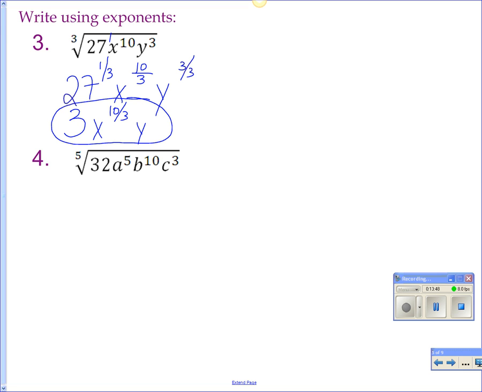Number 4. Zach, help me with the first part. What do I write?